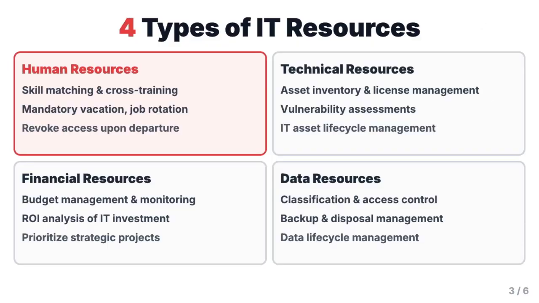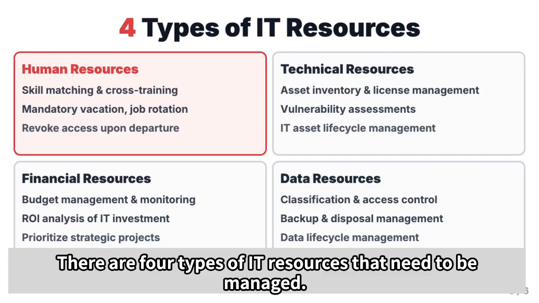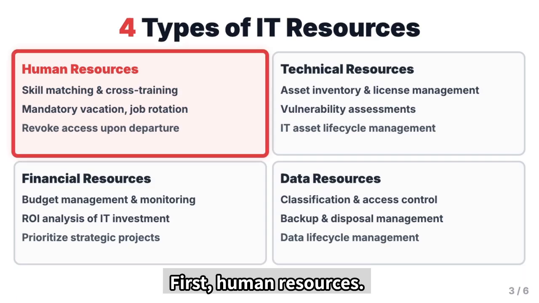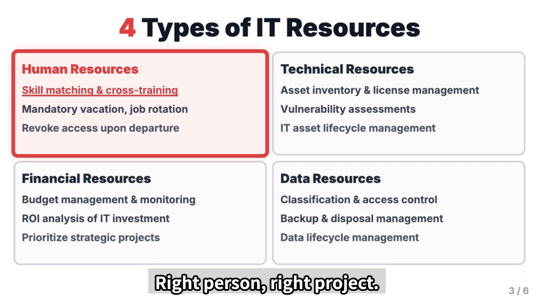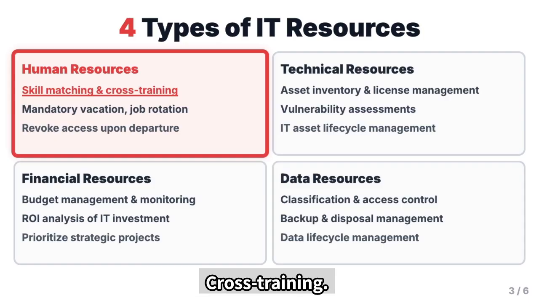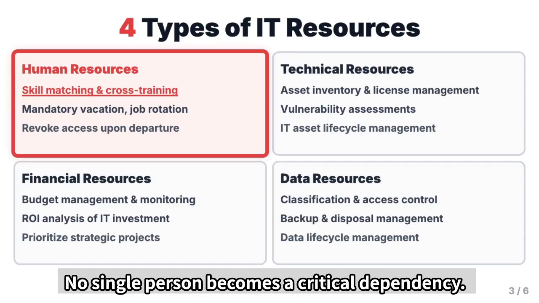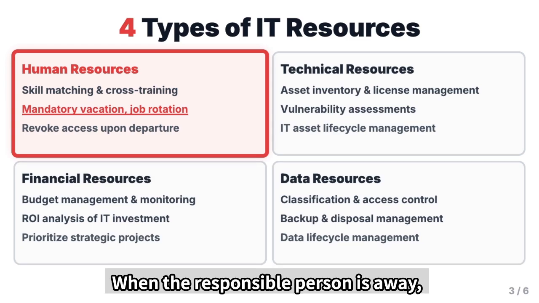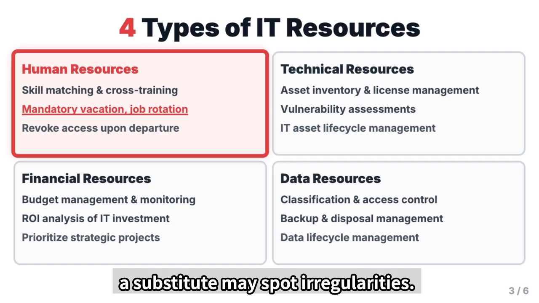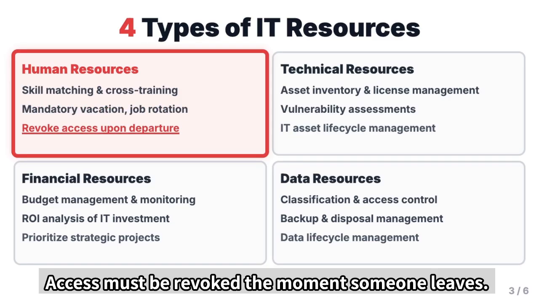4 types of IT resources. There are 4 types of IT resources that need to be managed. First, human resources. Skill matching. Right person, right project. Cross-training. No single person becomes a critical dependency. Mandatory vacation and job rotation help detect concealed fraud. When the responsible person is away, a substitute may spot irregularities. Access must be revoked the moment someone leaves.